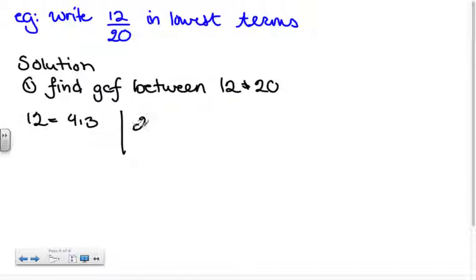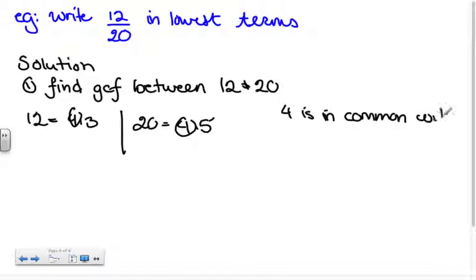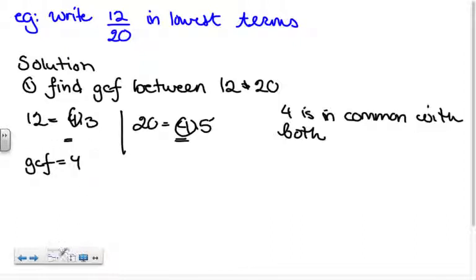And then I want to factor 20, which will factor as 4 times 5. Now I see that I have the 4 in common with both. So in this case, 4 is in common with both, so I can remove it. The GCF in this situation is 4.